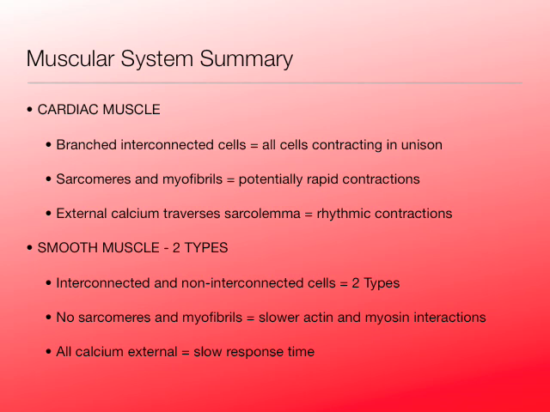Okay, so these are the characteristics structurally that make smooth muscle and cardiac muscle function differently than skeletal muscle. Any questions about these? You good with this?